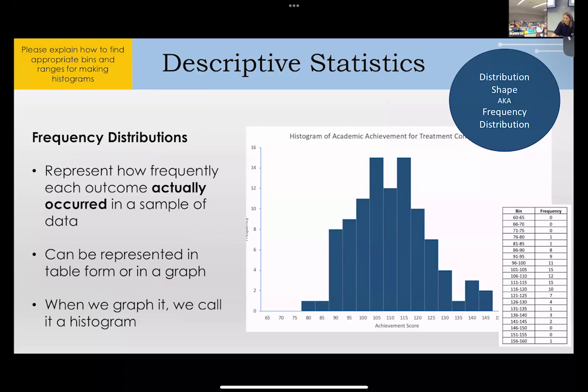Cool. Frequency distributions represent how frequently each outcome actually occurred. The key point with a frequency distribution is that it is a descriptive stat. A descriptive stat can only pertain to data you have in your hand, right? Meaning it has to have already occurred or been collected. So a frequency distribution is data that has already happened. When we graph it, we call it a histogram.